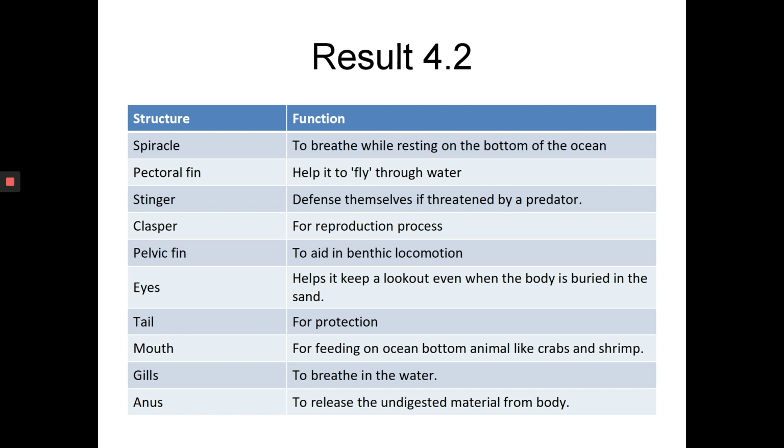Pectoral fin helps it to fly through the water. Stinger defends themselves if threatened by a predator. Clasper is for the reproduction process. Pelvic fin aids in bending locomotion, which is to move from one side to another side.